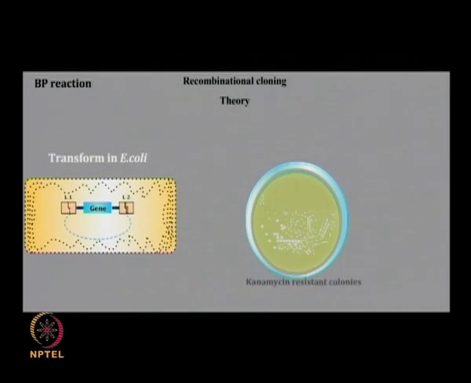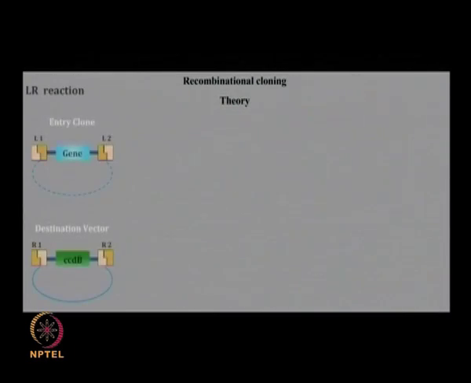The reaction yields more than 90% or almost 100% correct colonies. The colony selection can be performed on kanamycin resistant plates. Once the BP reaction is successfully performed, one needs to take this clone, extract DNA and then move on to the LR reaction.